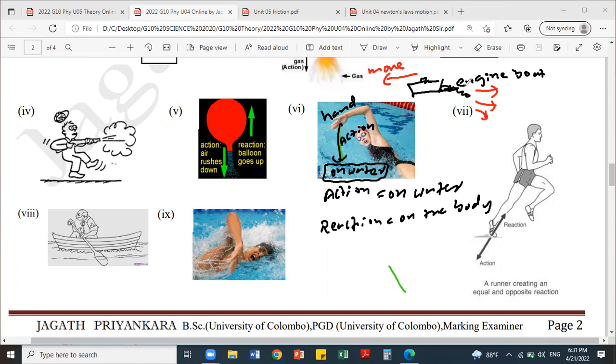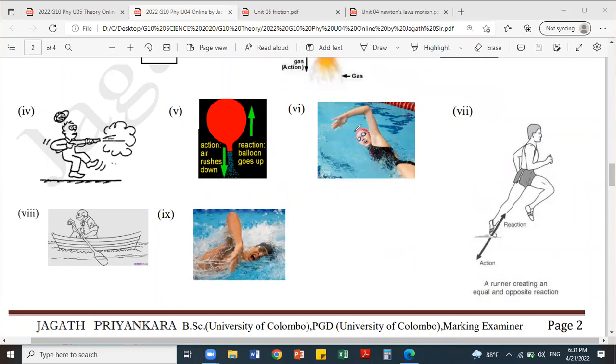So you can swim forward by making the action on water. If you are not moving your hands, you will not move forward. You can't swim. You will get drowned. So all these are under Newton's third law. I'll erase this, you can mark these things with a pencil: action on whom, reaction on whom. What is the action, what is the reaction? What is common about this action and reaction? They are equal, and they are opposite in direction.